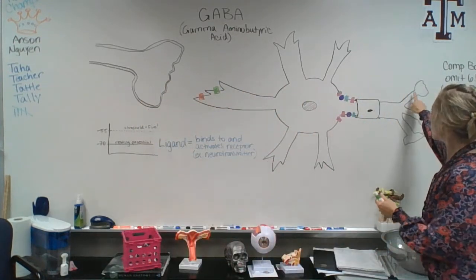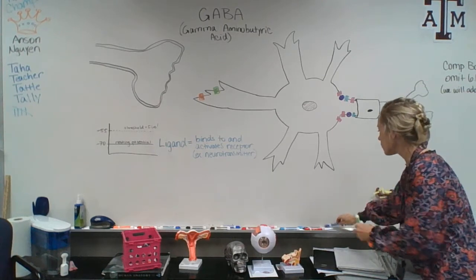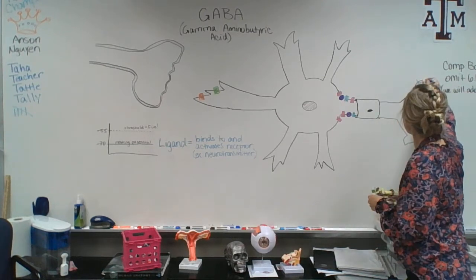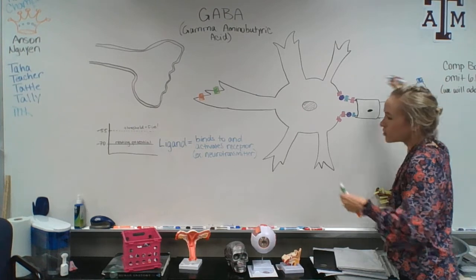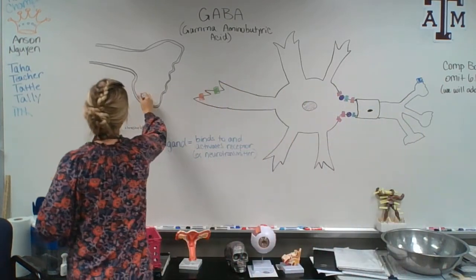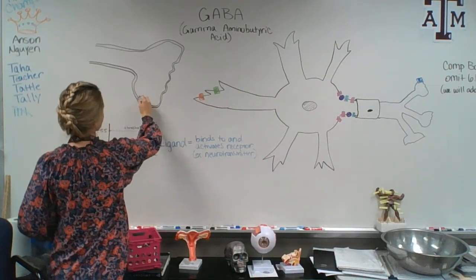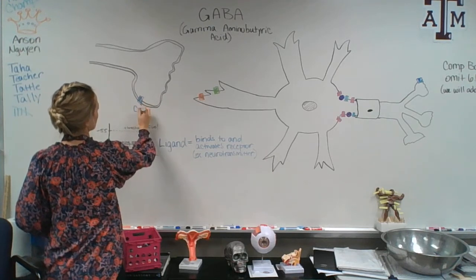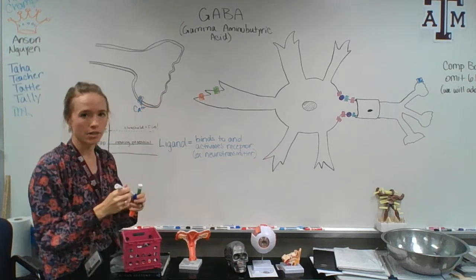You also have one voltage gated down here at the very end on the axon terminal. So you would also have them here on the axon terminal of this one. And this, of course, is going to be for calcium.